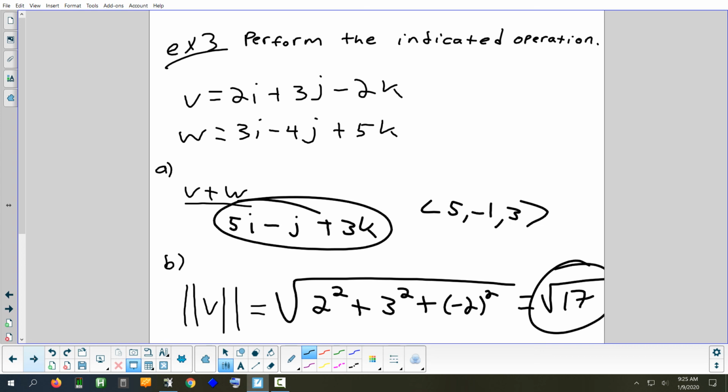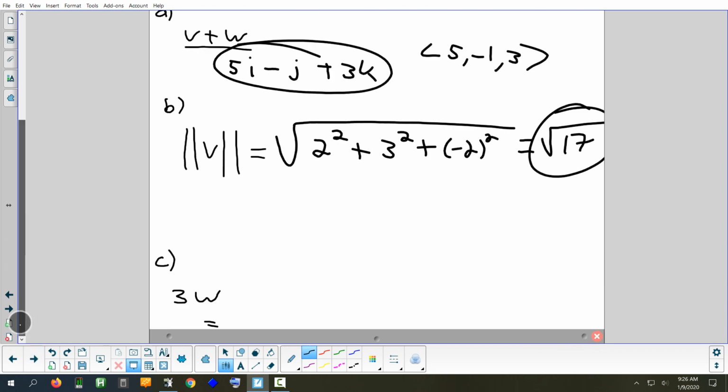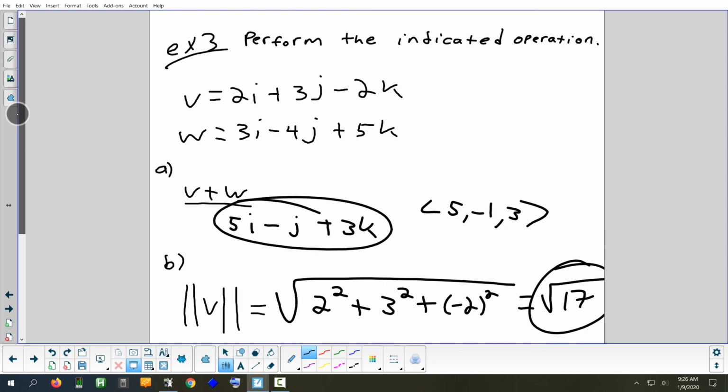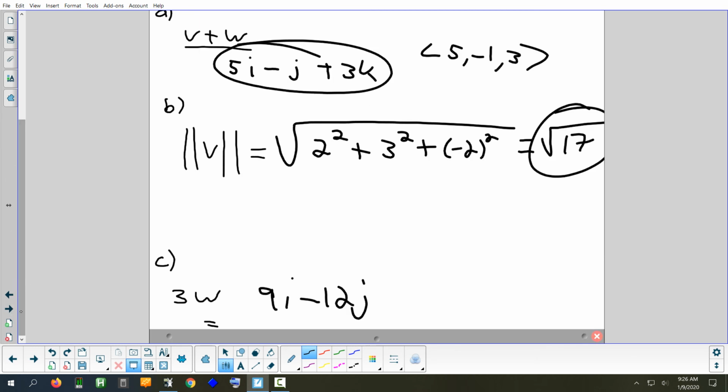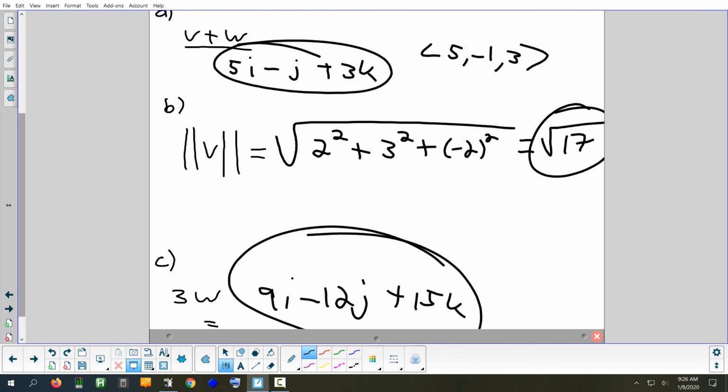Yep, and what would that come out to? 9i. Yep, 9i. And what? Go ahead. Yep, so 9i, -12j. And what about the last one? Plus 15k. And that's the vector 3w. Okay. Any questions on that?